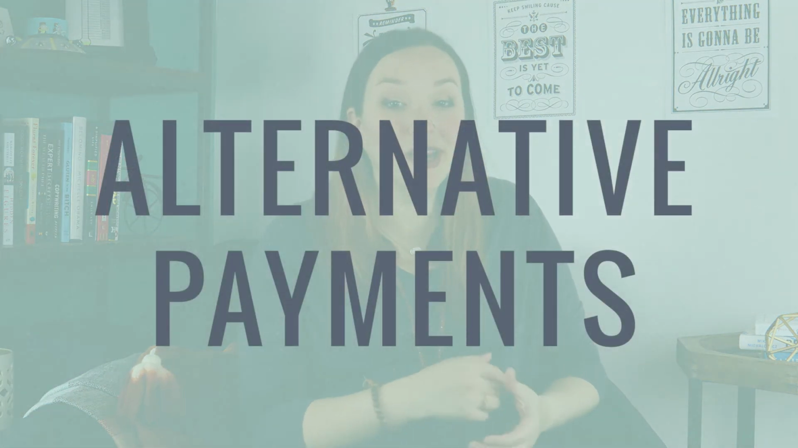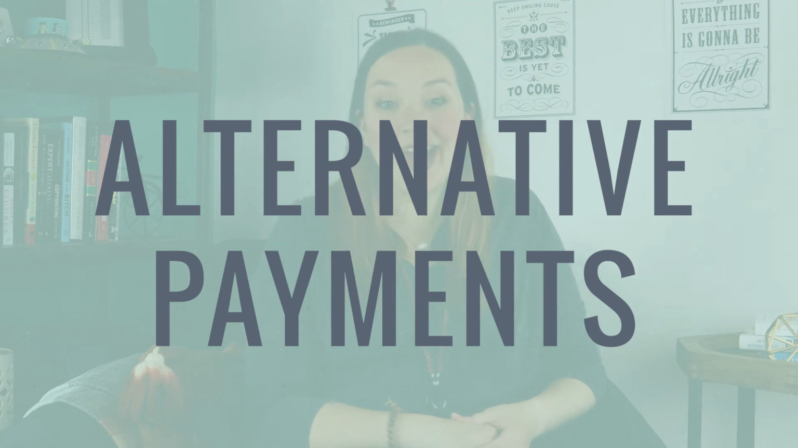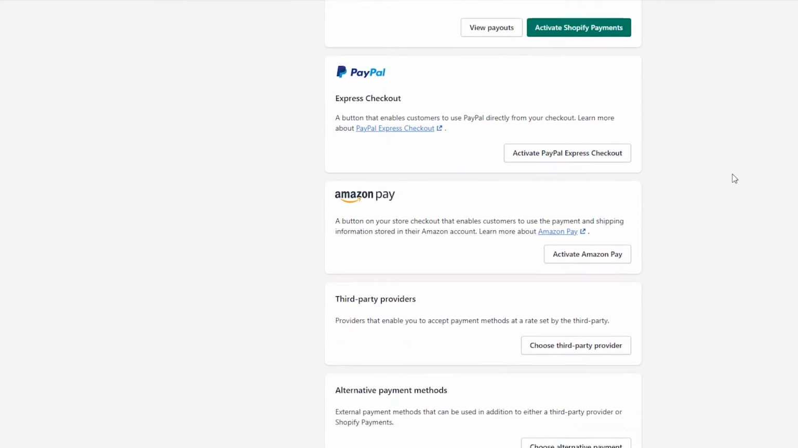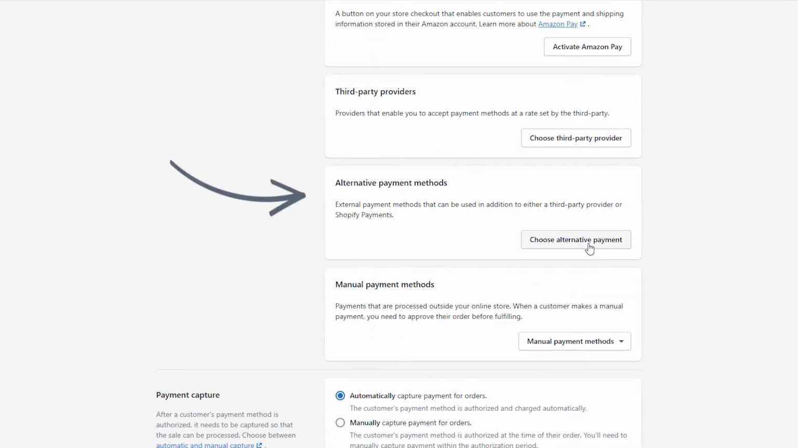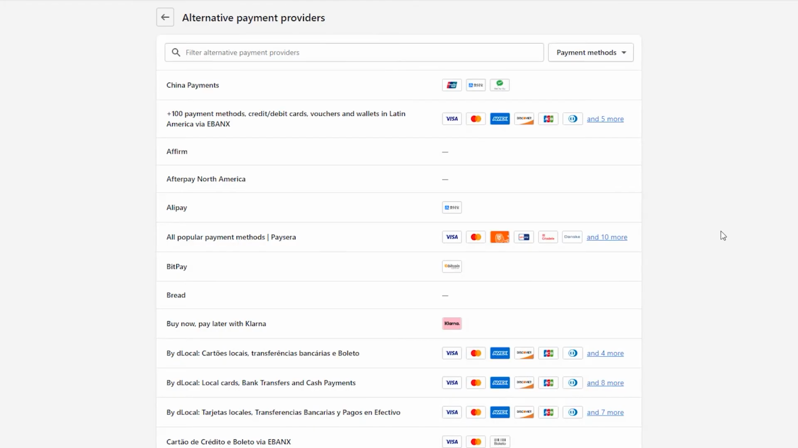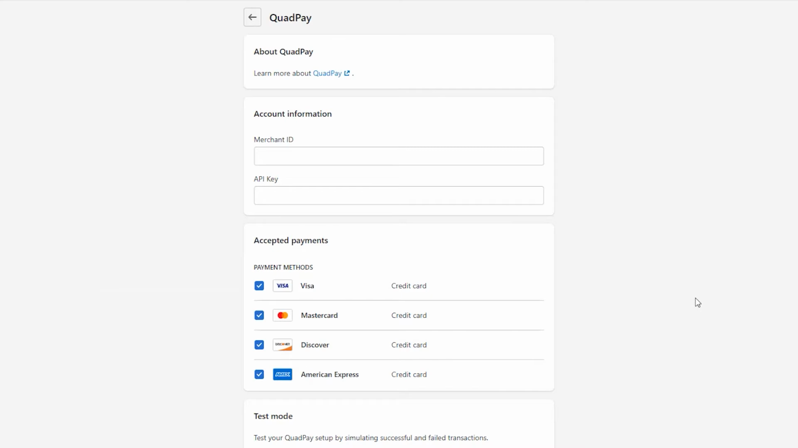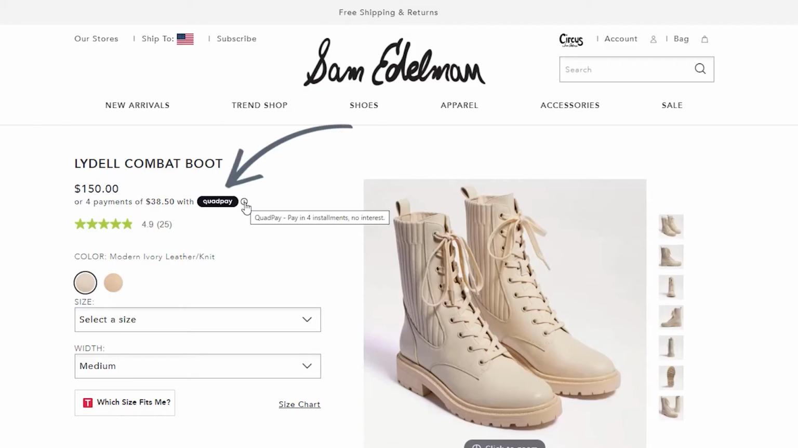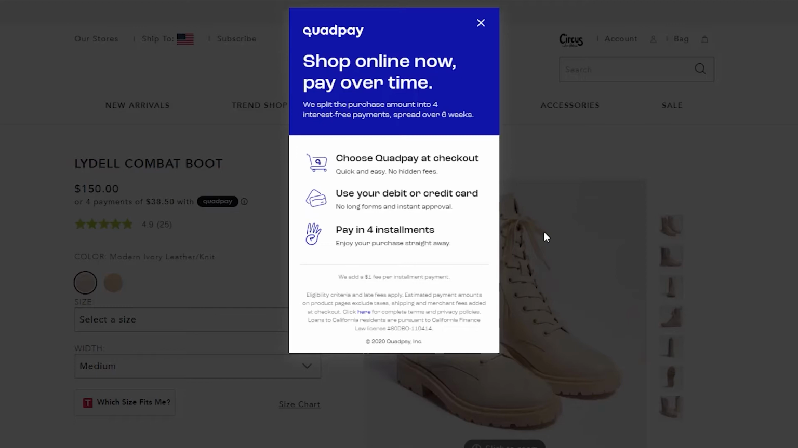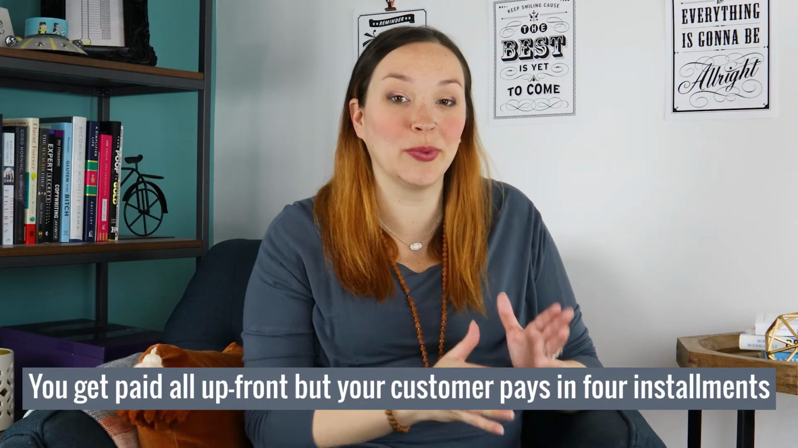There are also alternative payment options, and this one I really love to use QuadPay for. So I've done another video all about QuadPay as well as listed it into our top 7 trends for e-commerce for 2021. But what QuadPay does is it actually lets you set up financing. So your customer can take this big bulk order, it has to be over $35, and they can divide it into 4 different installment payments over a 6-week period of time. So you get paid all up front, but your customer gets to split up the payments, so it's a little bit more manageable for them.